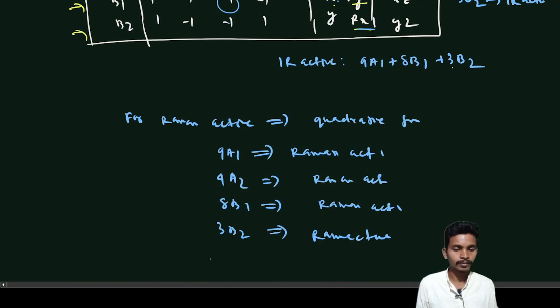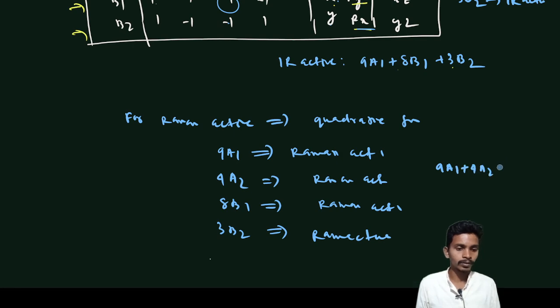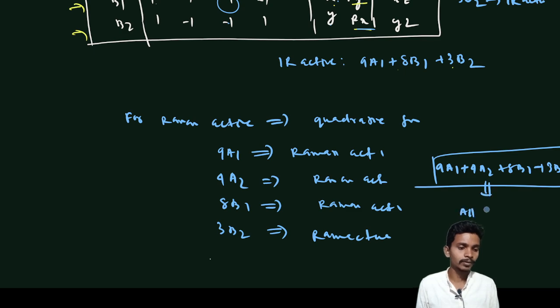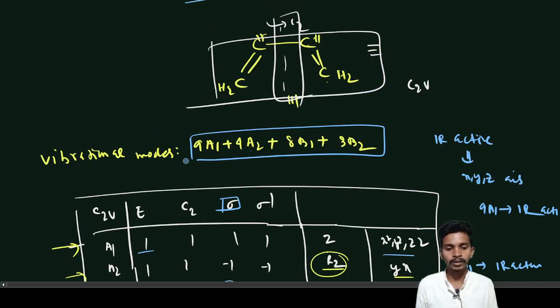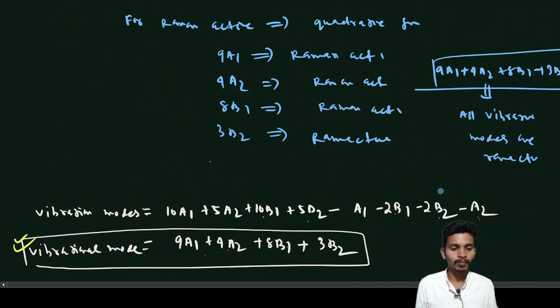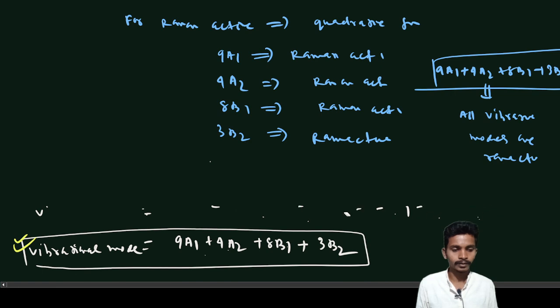So I can say that 9A1 plus 4A2 plus 8B1 plus 3B2, all vibrational modes, are Raman active. Okay, so this whole set of vibrational modes is Raman active. And next we look at which are both Raman and IR active. We'll erase it.